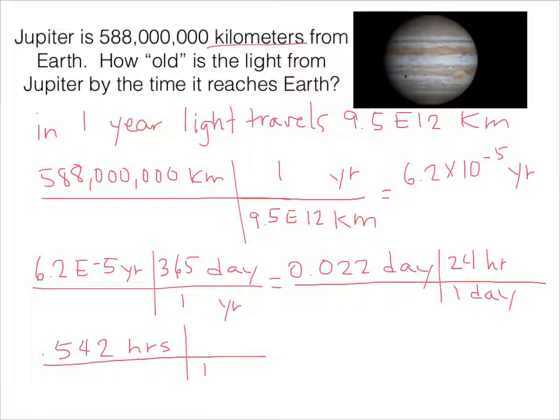Let's change that into minutes. 1 hour is 60 minutes. And indeed, it equals 32.5 minutes. And so there we have it. The light that we see in the night sky coming from Jupiter is actually the light that left there a little over half an hour ago.